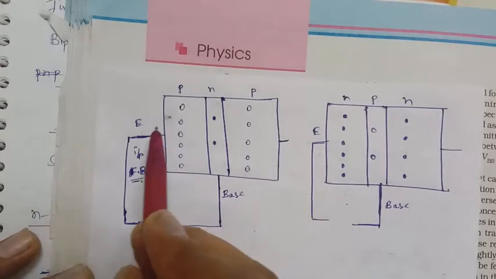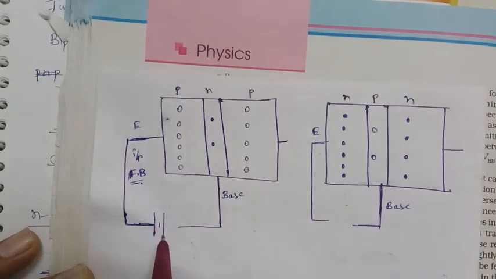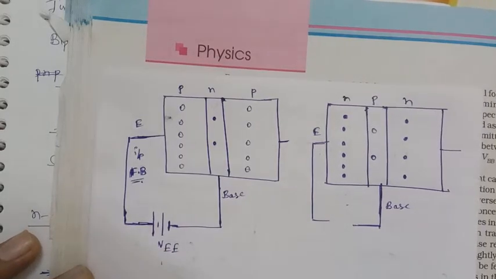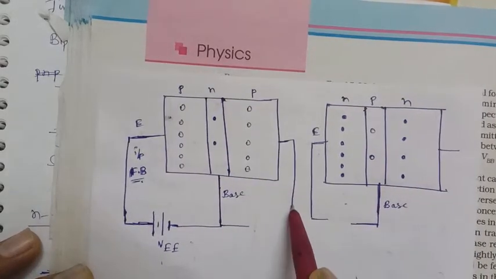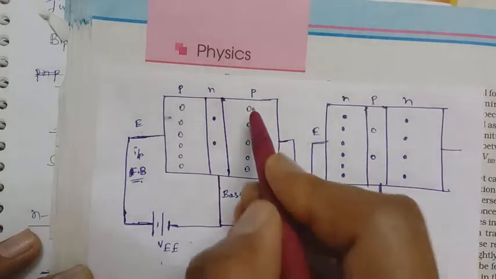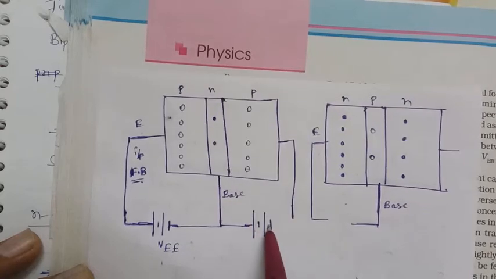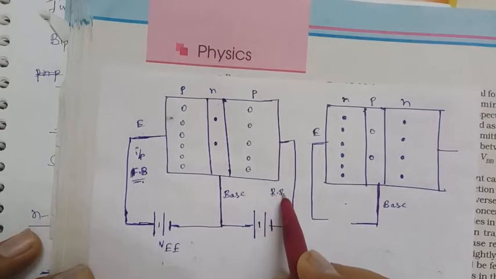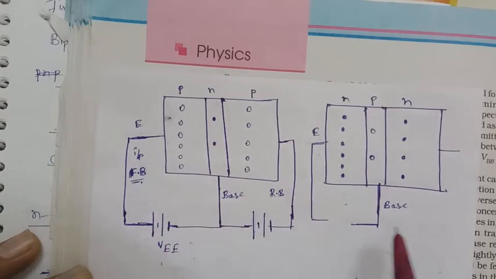So forward bias means P is connected to positive and N is connected to negative. So here the input is VEE and the output is in reverse bias. Reverse means P is connected to N. It is reverse bias. So input is forward bias, output is reverse bias.